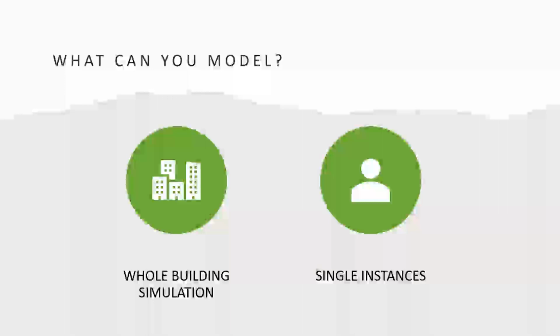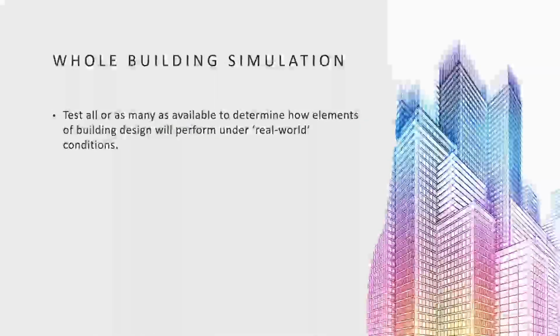All right, so what can you model? It's typically broken out into two phases: whole building simulation and single instances. For whole building, we're going to test all or as many elements as available to determine how elements of building design will perform under real world conditions. This is typically what trips a lot of people up, because they say, well, I don't know all my variables. That's fine. We have default assumptions that are literally written in code, in standards, and best practice workflows. Use those. A lot of them are built into the software program now to be the default value.